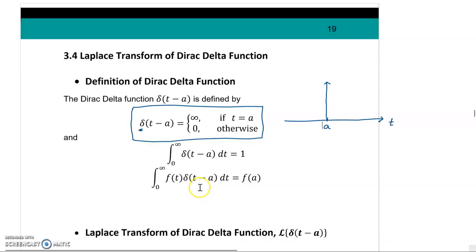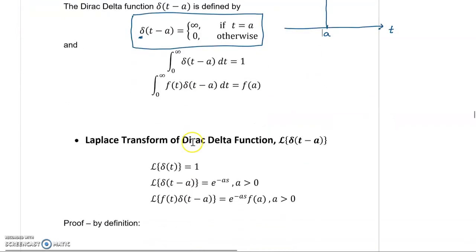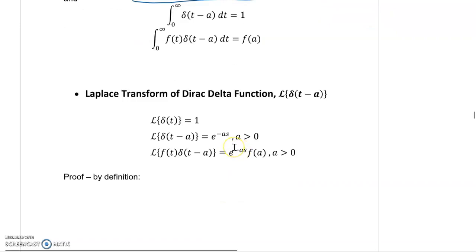Now we want to go to the Laplace transform. We want to know the Laplace transform of Dirac delta function. This is our concern in this subtopic. In your table of Laplace, you have these two, only the last two here.